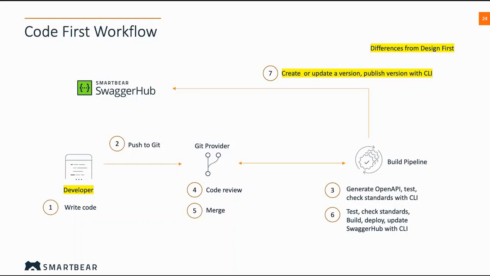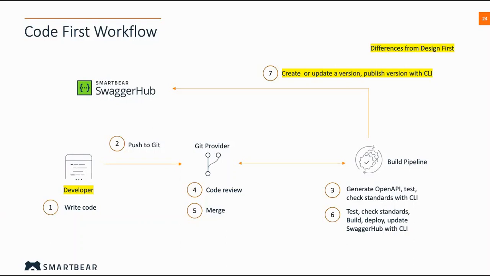I wanted to briefly show the code first approach too, because a lot of times we think of it as something completely different than design first, but a lot of it can be the same. A lot of it can be very similar, where the only main difference is that instead of starting with an OpenAPI definition, the developer is writing and annotating code. And then at the end, they're going to push that generated OpenAPI into SwaggerHub.